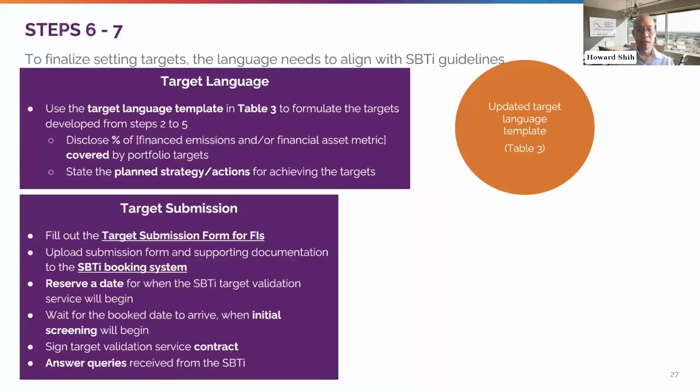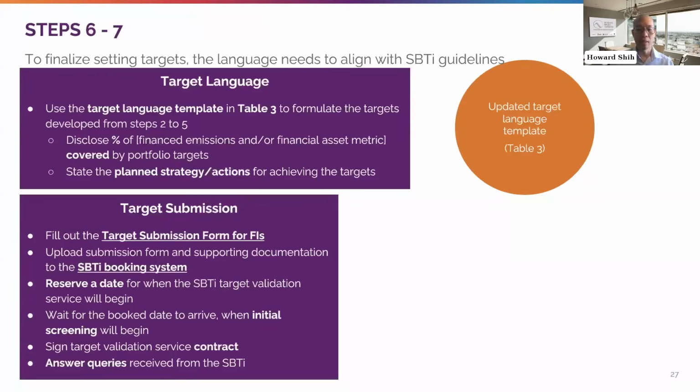And secondly, a brief summary of strategies that the FI plans to use to achieve their targets. And then once FIs have those targets, they can fill out the target submission form that is available on the SBTi website. Then they'll need to upload that submission form on our website and reserve a slot for when the SBTi target validation service will start. In terms of the process, there'll be 2 reviewers, so a 4 eyes process, and there'll be a back and forth discussion in terms of questions or clarification or otherwise.